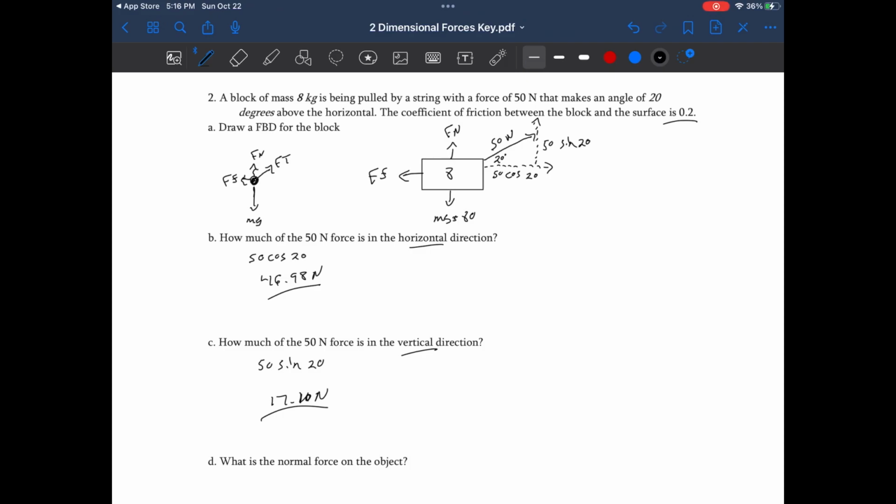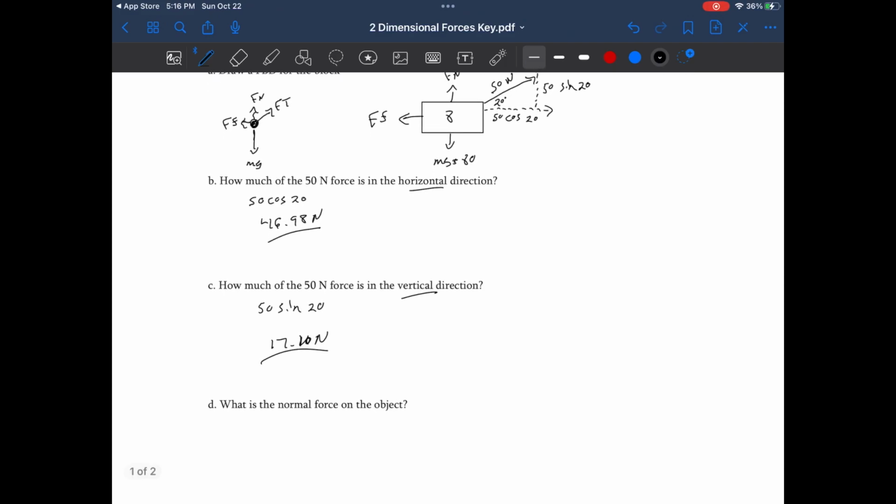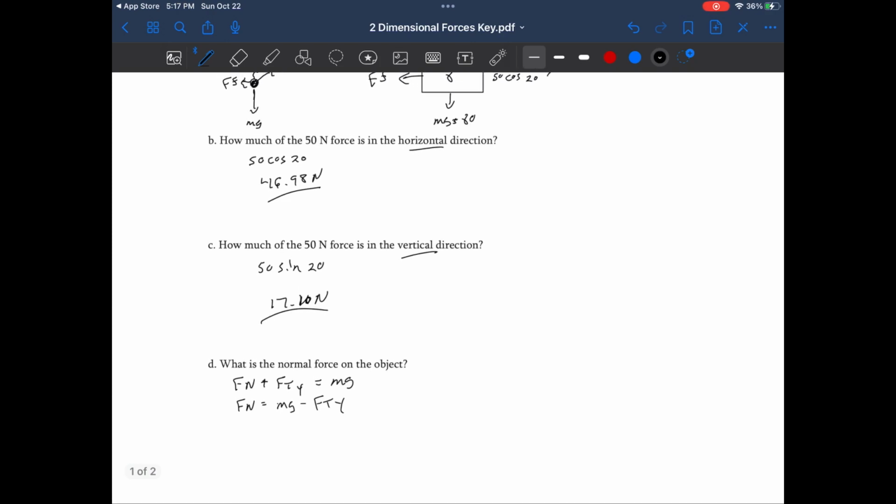What is the normal force on the object? Again, this is an object that is on a surface. Vertically, the forces are balanced, so I know that all of my upward forces equal all my downward forces. So force normal plus the y-ward component of the force of tension is equal to the downward force of gravity, mg. If I subtract force tension to the other side, I get force normal as mg minus force tension from the y. Or I've got force normal as 80 minus 17.1. Calculations I have above. So 80 minus 17.1 would get me 62.9 newtons.